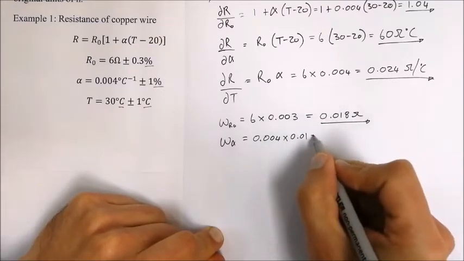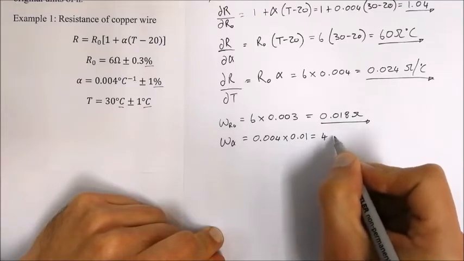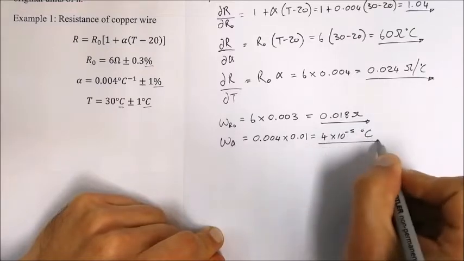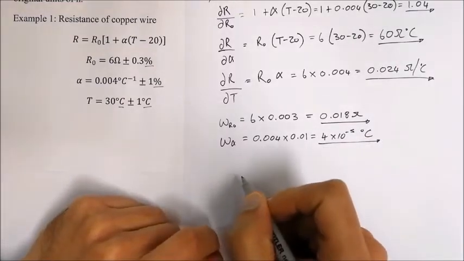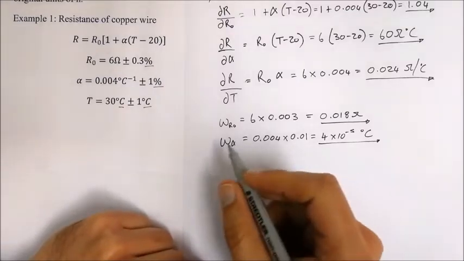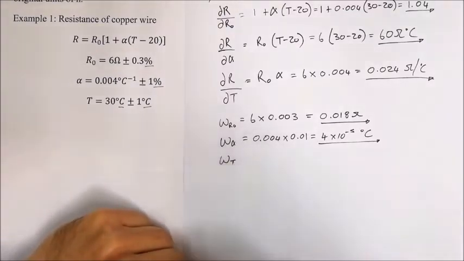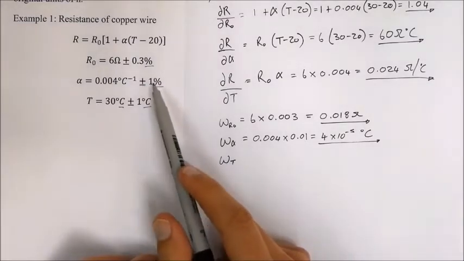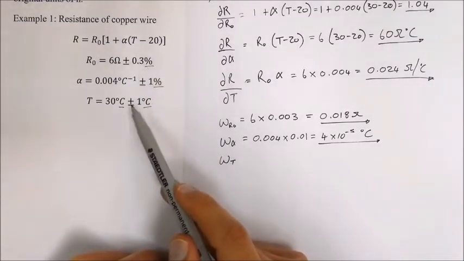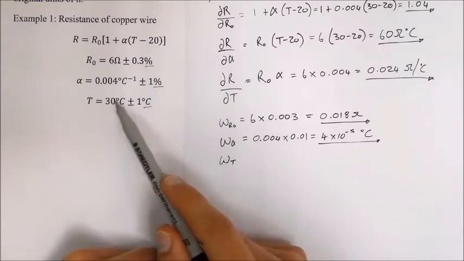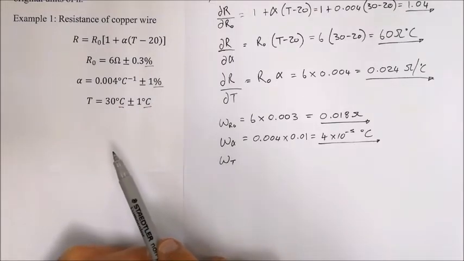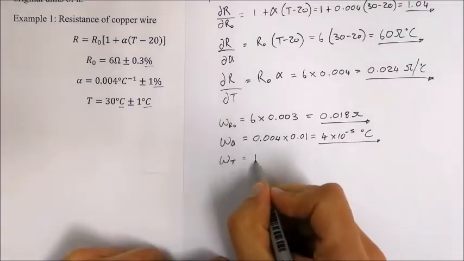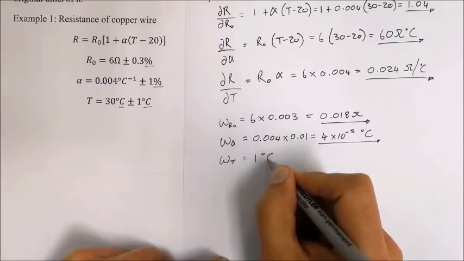Okay, and that will give us an answer of 4 times 10 to the minus 5 degrees Celsius. Finally, we now need to get the weighting factor for temperature. Like I mentioned, we don't have a percentage value indicated over here, but we're given it in the same units as the nominal value. Therefore, we just have to mention that, so that's equal to 1 degree Celsius.